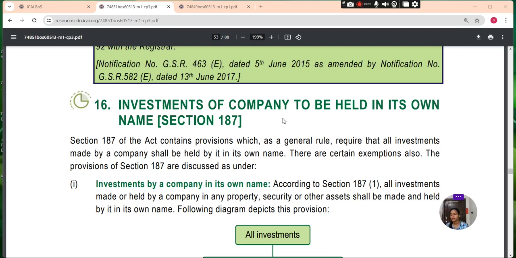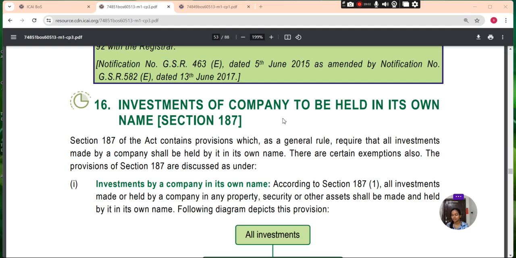Section 187 of the Act contains provisions which, as a general rule, require that all investments which are made by the company shall be held in its own name. There are certain exemptions also. The provisions of Section 187 are discussed as under.